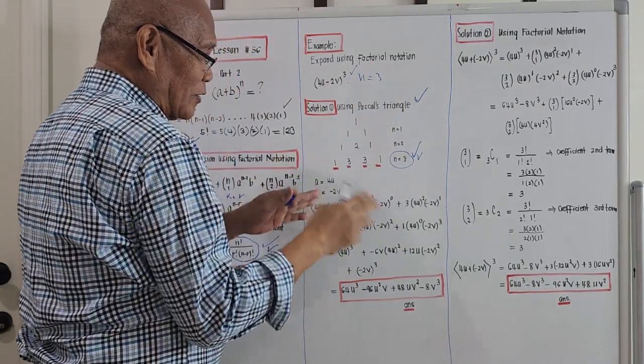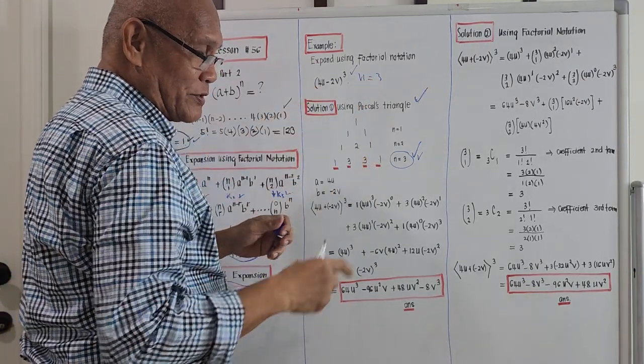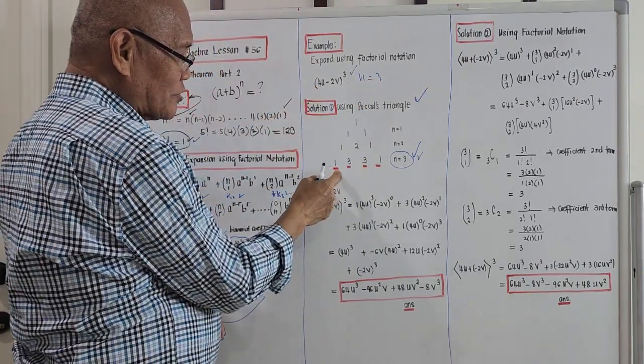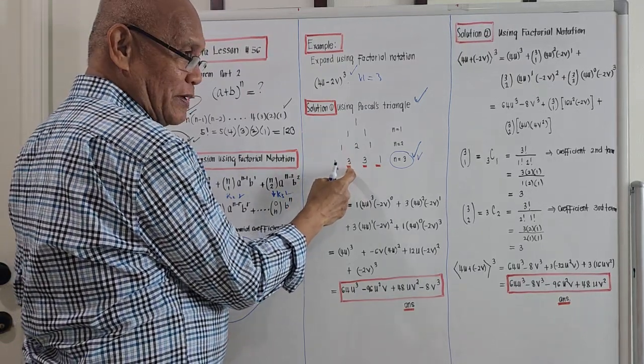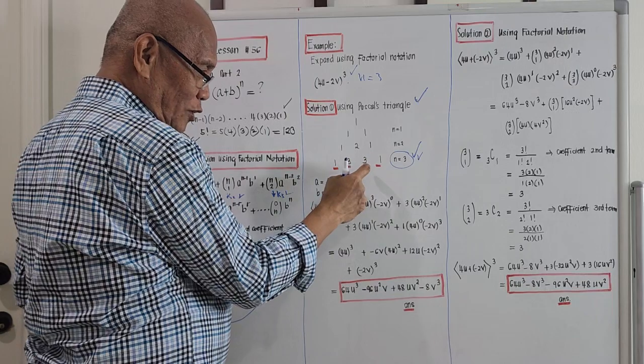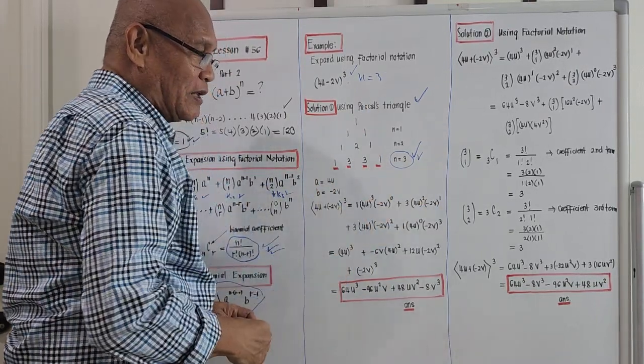So for n here equal to 3, meaning if we try to expand this, there will be 4 terms. And the coefficient of the first term will be 1. The coefficient of the second term will be 3. The coefficient of the third term will be 3. And the coefficient of the last part will be 1. Okay, let's expand.